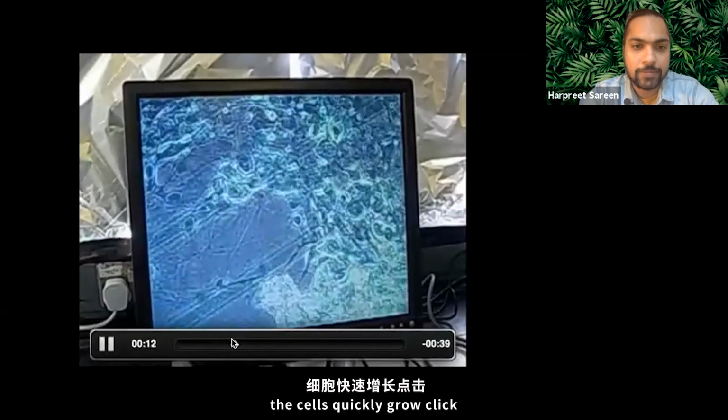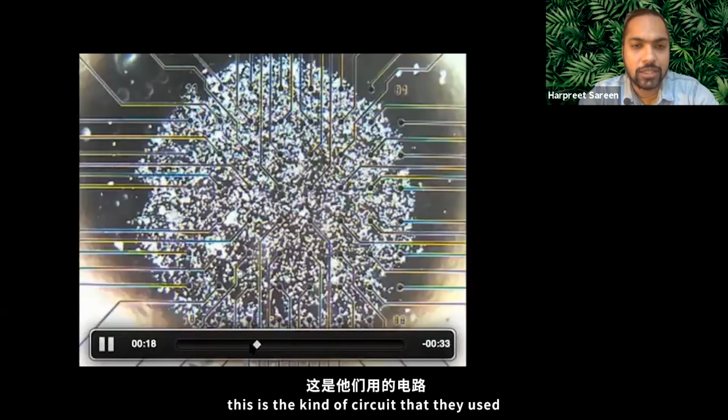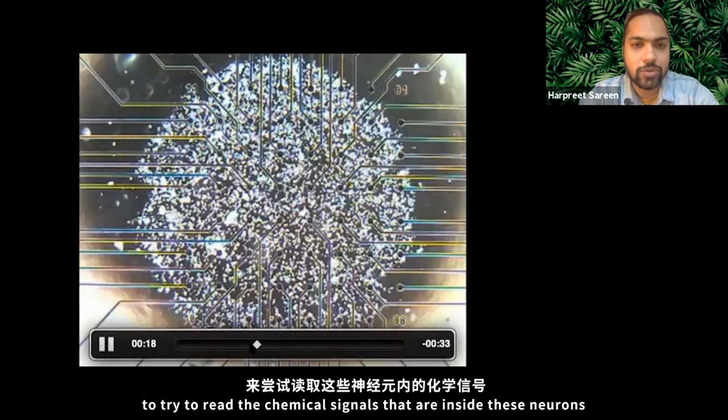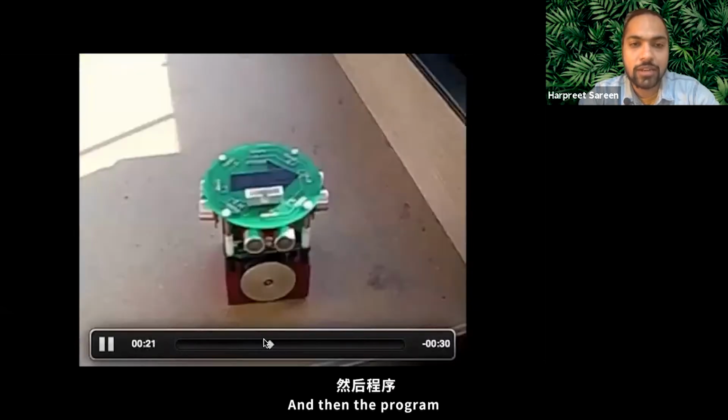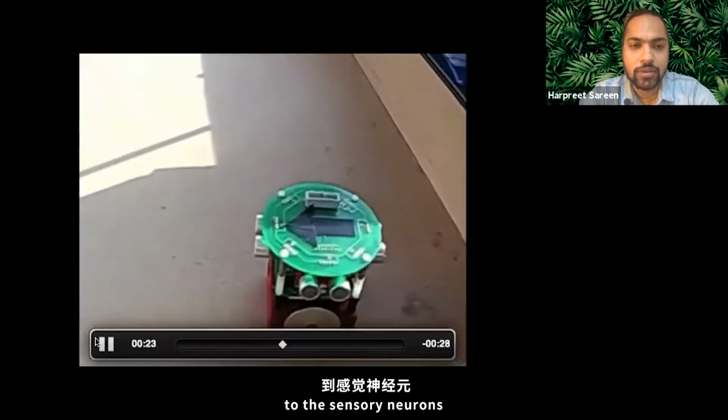The cells quickly grow. As you can see here, this is the kind of circuit that they use to try to read what the chemical signals are inside these neurons. And then the robot responds predictably to signals from the robot's ultrasound distance sensor.